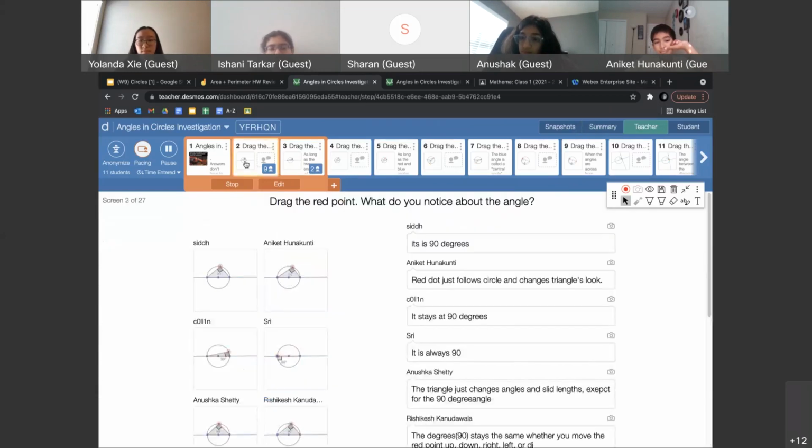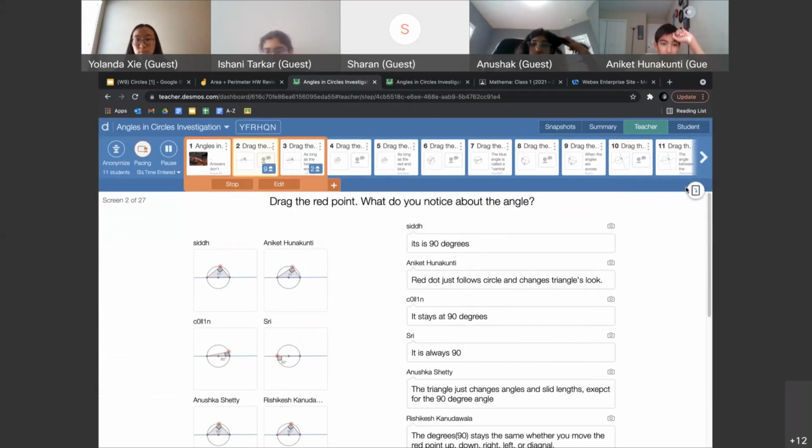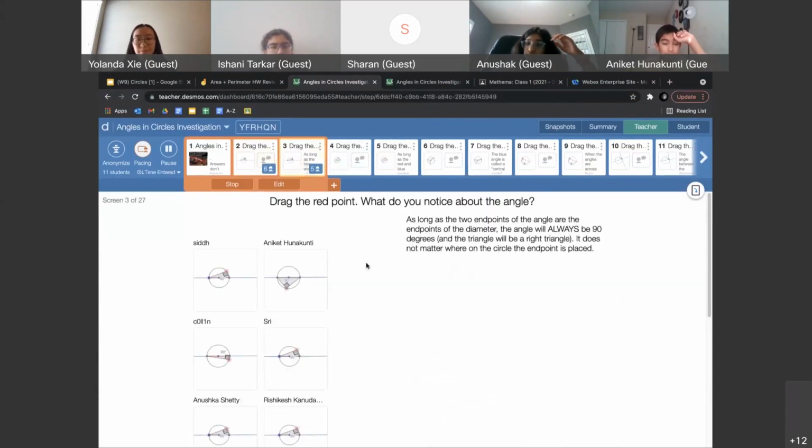Okay, so for everybody who was just let in to the meeting, we are going to be doing a Desmos activity. So I will put the link in the chat. And yeah. Is it supposed to stop at question 3? Yes, it is. If you're at question 3, just hold on and wait a bit.